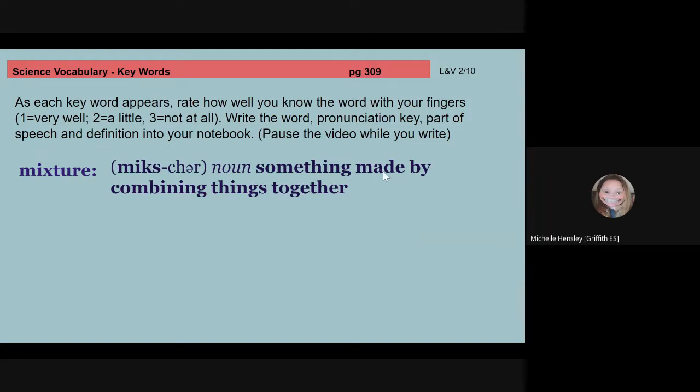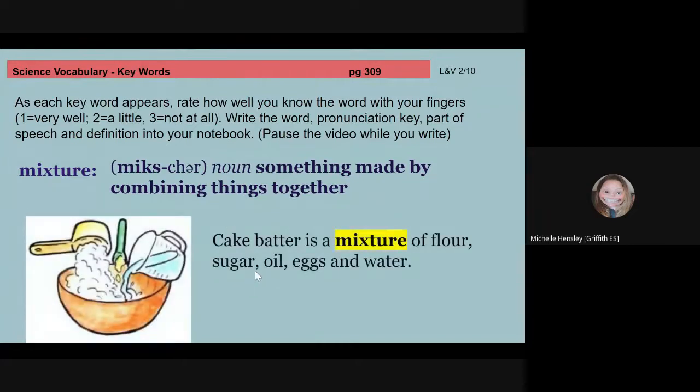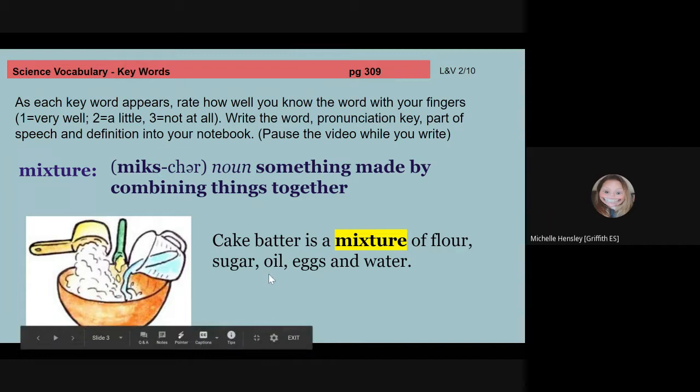So the other night we had chicken stir fry for dinner, and I combined chicken and broccoli and snow peas and carrots and water chestnuts. There's all kinds of vegetables and some sauce in there, and we put it over rice. So it was a mixture. It was a bunch of things combined together. Mixture. Cake batter is another mixture, and it's a mixture of flour, sugar, oil, eggs, and water.